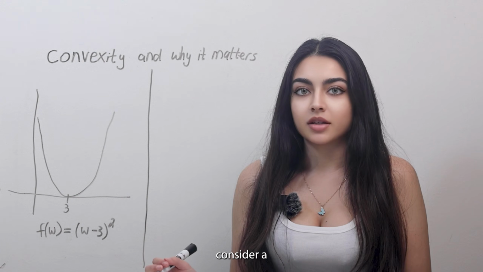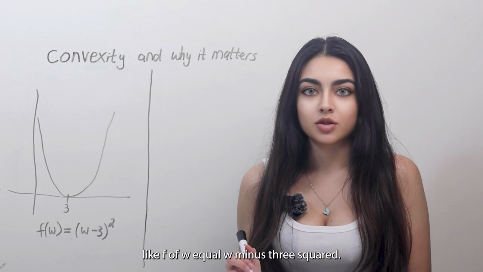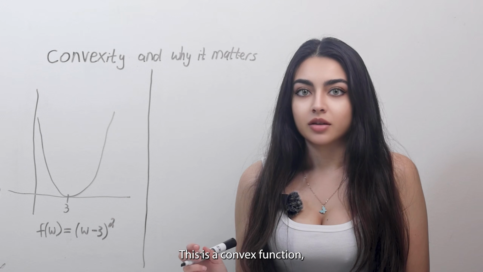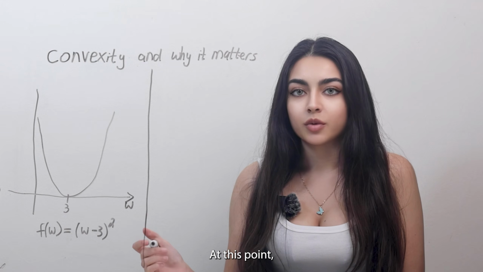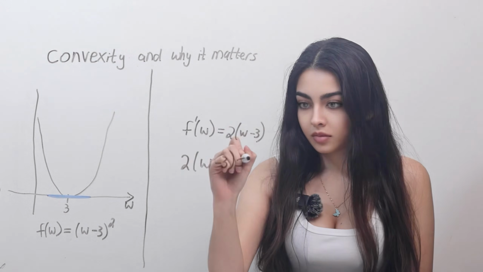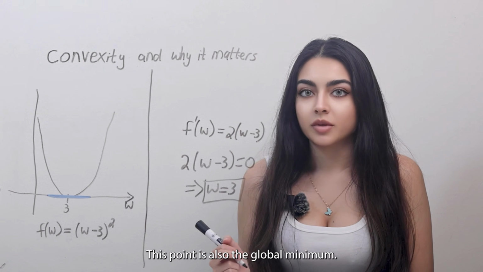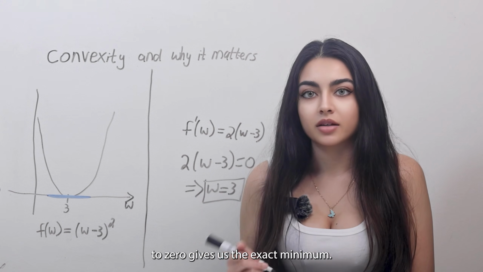Let's first consider a simple quadratic function like f of w equals (w minus 3) squared. This is a convex function, meaning it has a single minimum at w equals 3. At this point, the gradient, or the slope of the function, is 0. This point is also the global minimum. In this case, setting the derivative to 0 gives us the exact minimum.